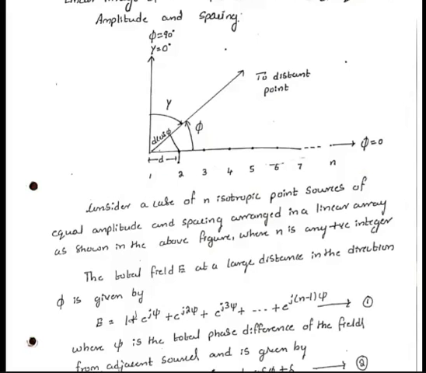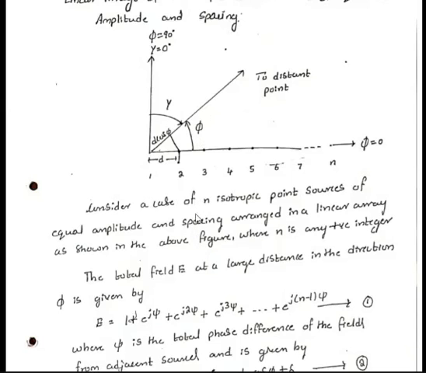Now let us consider n isotropic point sources which have equal amplitude and spacing. You can see this particular figure. On the x-axis you can see point source 1, point source 2, point source 3, 4, 5, 6, and so on up to n isotropic point sources, which are separated with equal distance. It means the distance between the adjacent point sources is equal. That has been represented by a small d here.